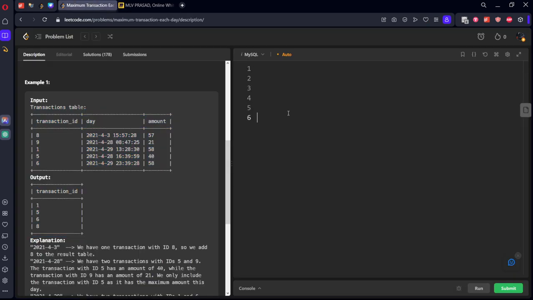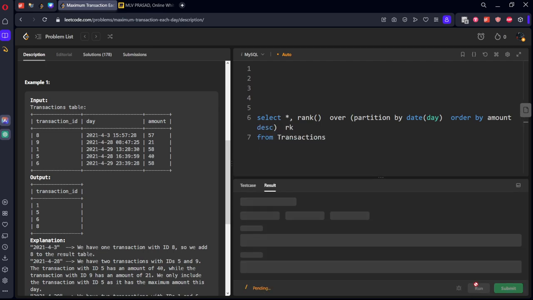Okay, first of all, let's extract the day from transaction. Select all rows, comma, rank over partition by day. We need to extract the date from day, so partition by date of day, and date of day will extract the date from that, order by amount descending. Okay, let's call it RK. Let's run it.